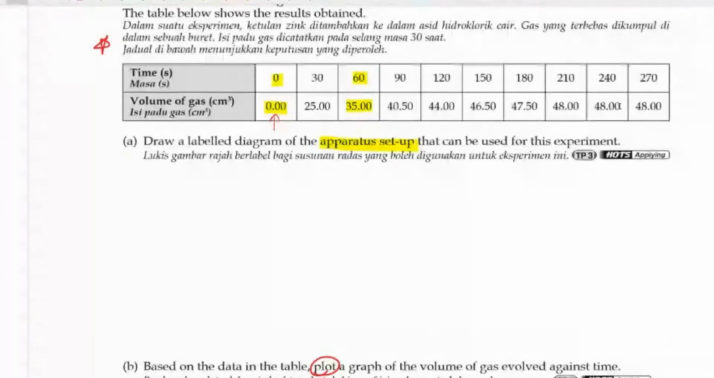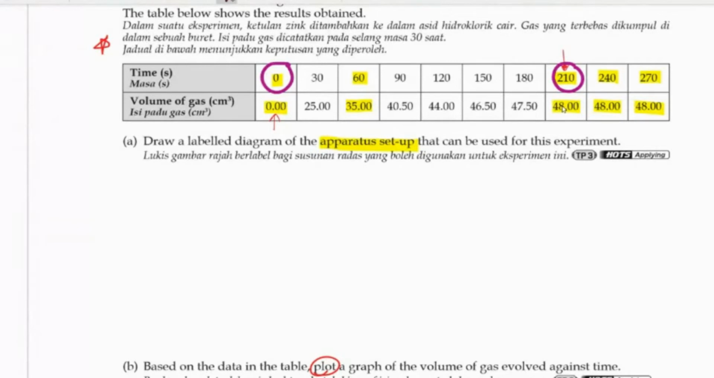Okay, very good, Simeon. Because you see, class, after 210 seconds, it is 48, right? 240 also 48. 270 also 48. In other words, the reaction already completed here, because after that there is no more change. So the time for the reaction to be completed is from 0 to 210, not 270, okay?